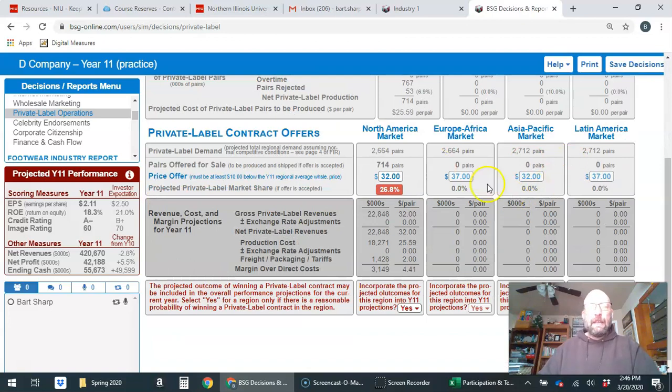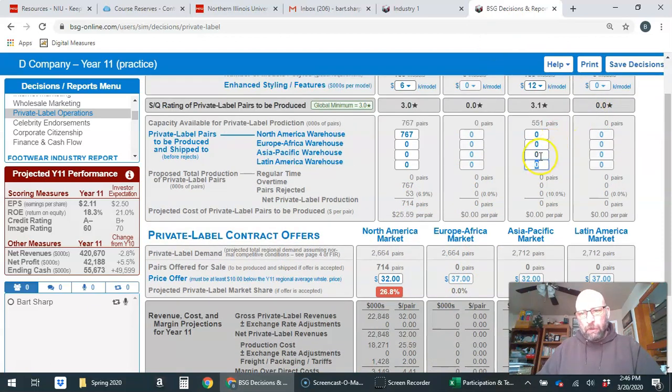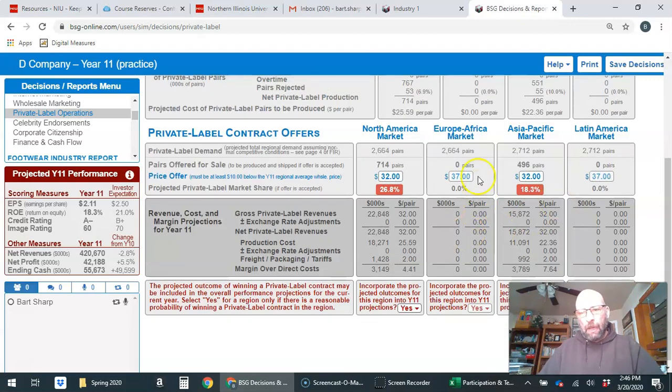All right. Then you have to decide wherever you're going to send the shoes. And let's say that we are going to just do the simplest, most naive thing, and we're going to offer all of our private label shoes into the market for their produced. Okay, that means I don't have to offer a bid price in these other markets because I'm not offering them any shoes. Now I have to decide what my bid price is going to be. So 32 is the default because that was the bid price last year, but I could bid $40. I could bid $18. It's entirely up to me, entirely up to you.